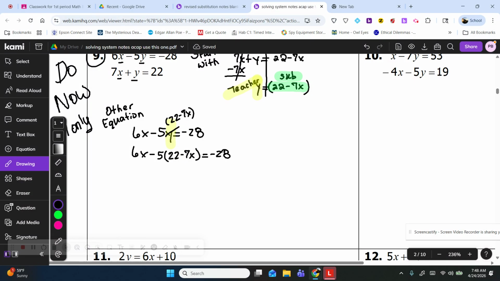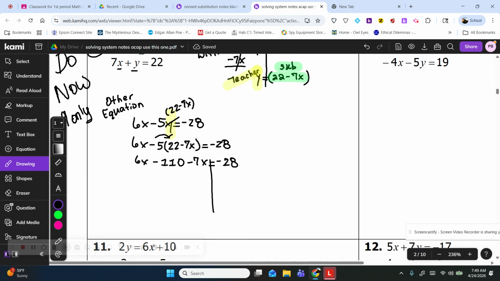After you get your substitute in, then you just solve. What property can we use? The distributive property. So we have 6x, -5 times 22 is -110, minus 7x equals -28, guys. Now, draw your line, and we can combine like terms. All right, go ahead and try to set up that two-step equation and see if you can solve.